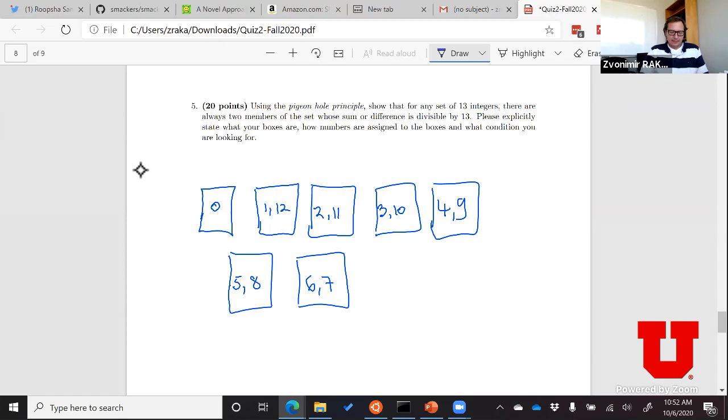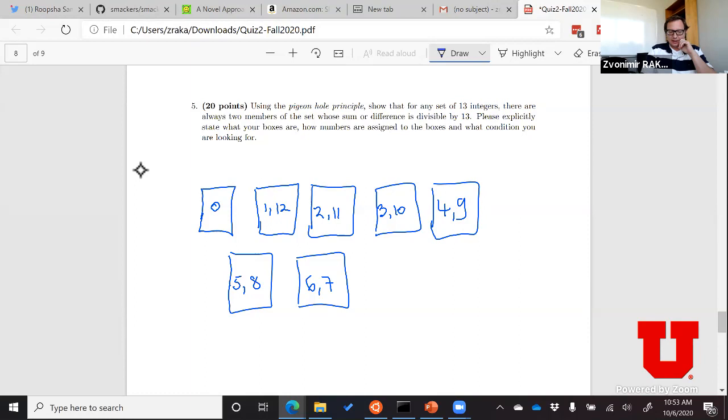Okay, so that's, like I said, very similar to the problem we solved. Based now on the pigeonhole principle, if you're putting 13 integers into these boxes, there will be at least one box that will have at least 2 integers in that box. So any of these boxes will have at least 2 integers in them.